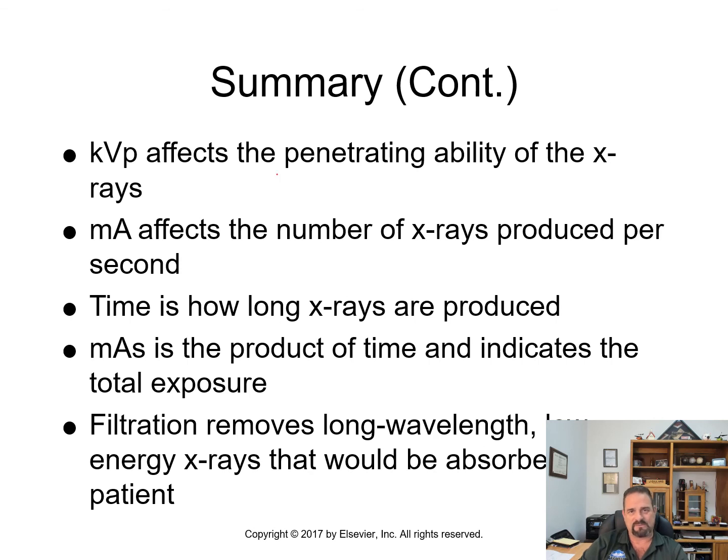kVp affects the penetrating ability of the X-rays themselves, and mA affects the number of X-rays produced per second. Time is how long the X-rays are produced, and mAs is the product of mA and time and indicates the total exposure to the patient. Filtration removes long wavelength, low energy rays that would be absorbed by the patient. So we need to have that filtration put in place.